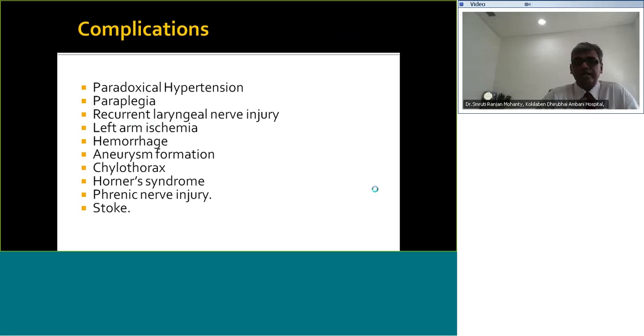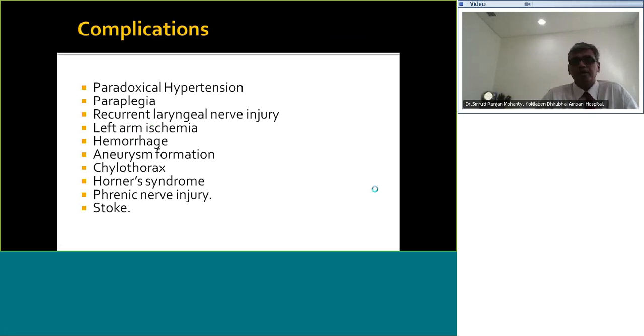The reason for that is, if there is no gradient across the coarcted segment and the repair is good, then this hypertension is definitely going to come down after some time, since it is all renin mediated, and it takes some time and treatment with antihypertensive treatment. But one has to ensure that the repair is good, or that there is no gradient between the proximal and distal aorta.